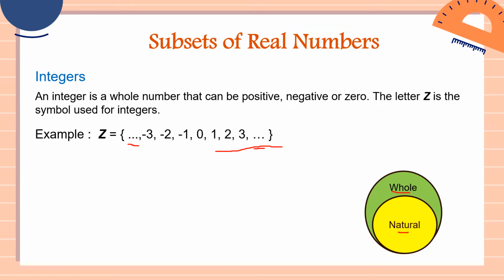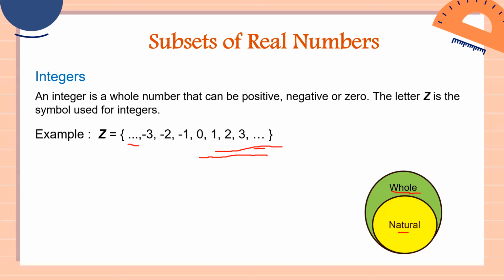Now for the whole numbers, class, do you still remember what are the elements of whole numbers? That's correct. You start at 0. Once again, you start at 0 and then all positive numbers. So therefore, class, if the teacher will ask you why natural numbers and whole numbers are a subset of integers, because all the elements of natural numbers and then all the elements of whole numbers are also in the integers. You can see the elements of natural numbers and whole numbers in the integers.